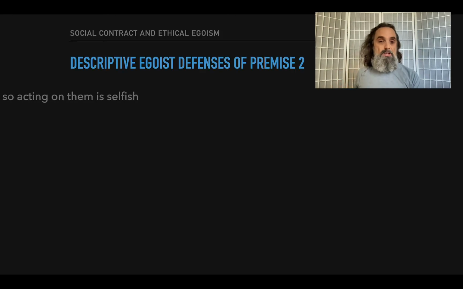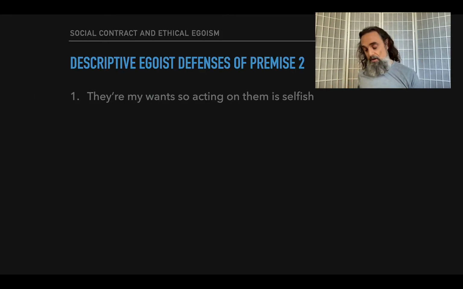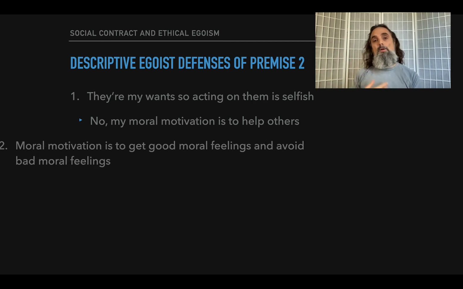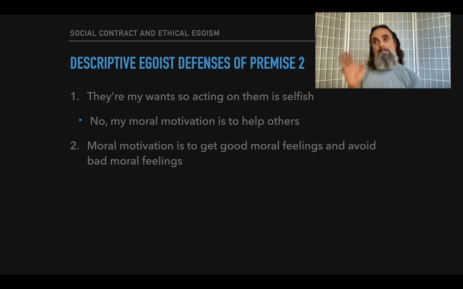And so the descriptive egoist needs to say that this appearance of altruistic motivation is misleading. Initially, the descriptive egoist has trouble even acknowledging that there are these altruistic motivations. They think, look, if it's your want, it's your motivation, so when you act on it, it's selfish. But this confuses who has the motivation with what the motivation is towards. When it's my motivation, and it's a moral motivation, then it's to help or respect others. So it's mine, but it's targeted towards others. So the descriptive egoist says, okay, you're right, it is targeted towards others. Sort of. Actually, it's not, because it's not only your motivation, but it's really to get good moral feelings for you and avoid bad moral feelings for you.